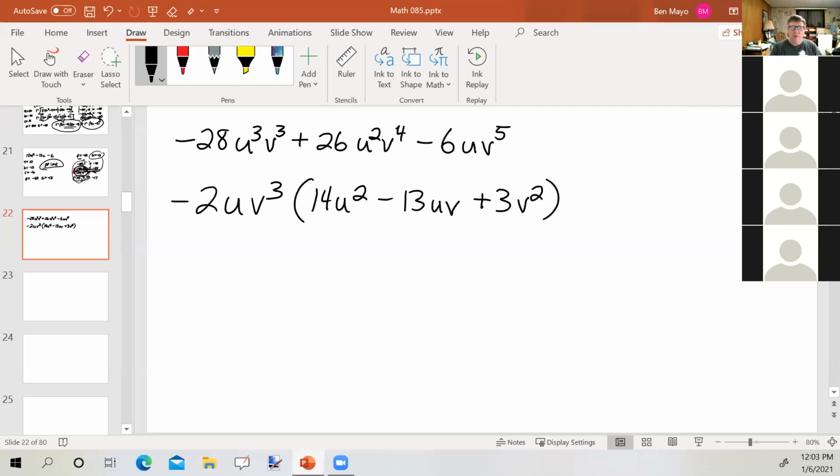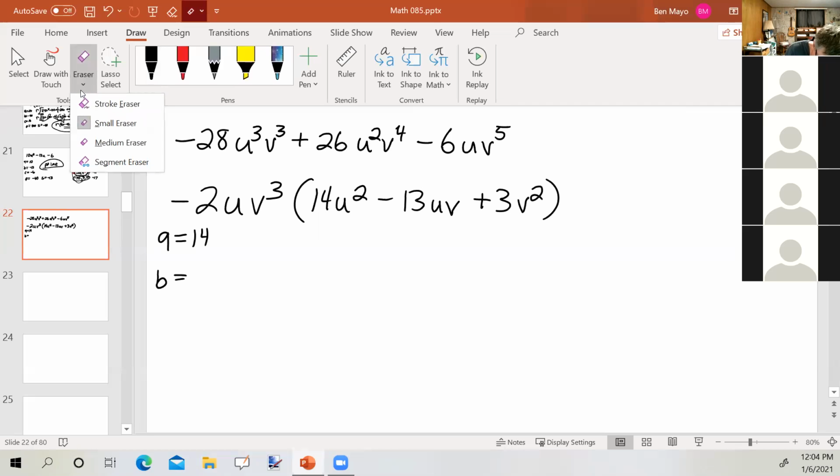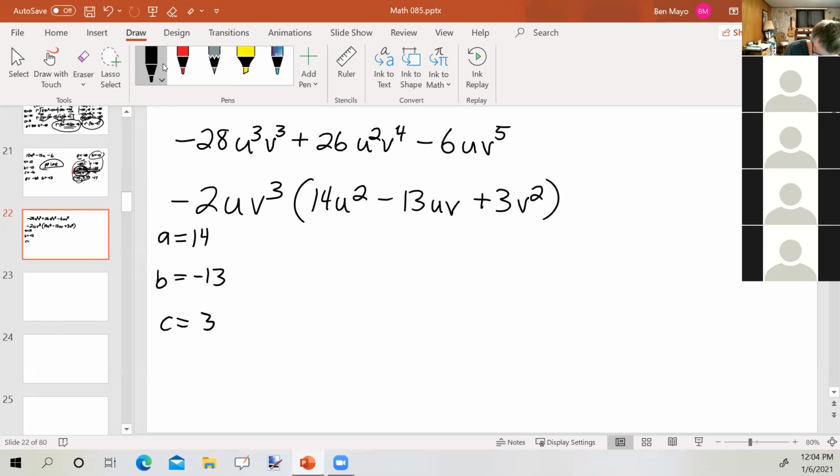All right, now what's inside? There's a trinomial, standard form in terms of u. No greatest common factor, I've already taken that out. Leading term is not a 1 and it's not negative, so A, B, C, P, S. Here we go. A is 14. B is -13 and C is 3. Now again, be careful. We're not looking at these anymore. We're looking here at those numbers, right?